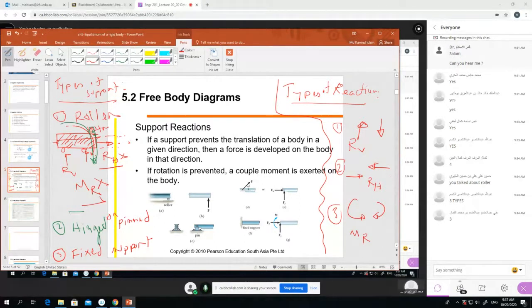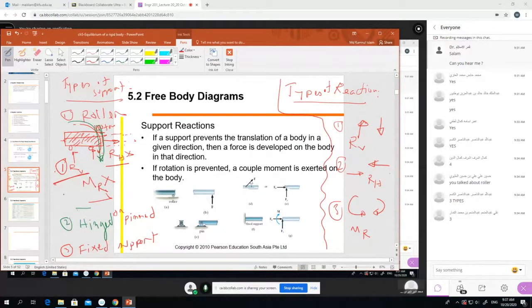So in the roller support, we have only one reaction, the vertical reaction. It cannot give us the horizontal reaction or the moment reaction. I discussed the roller in the last class, and I hope you remember. The roller example is here. It is a roller. Any question for roller? Tell me please.